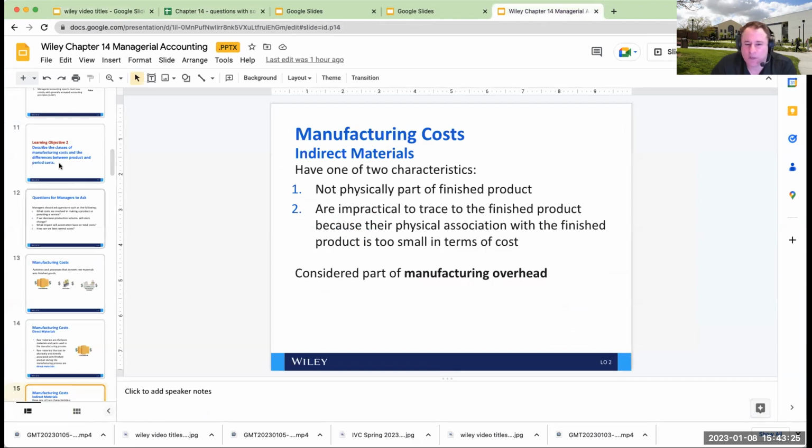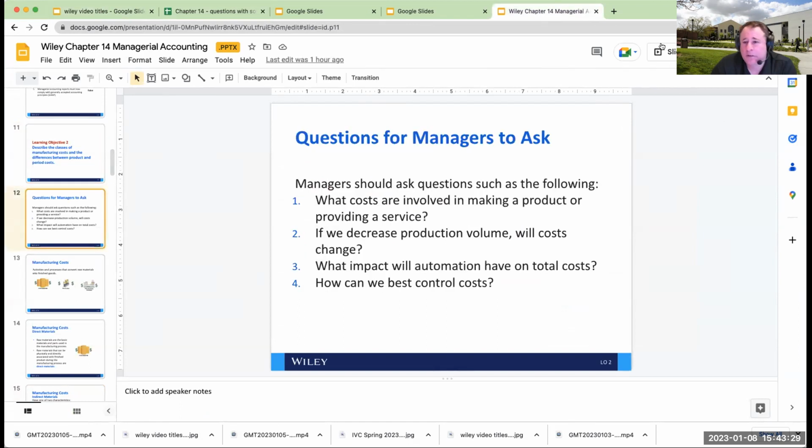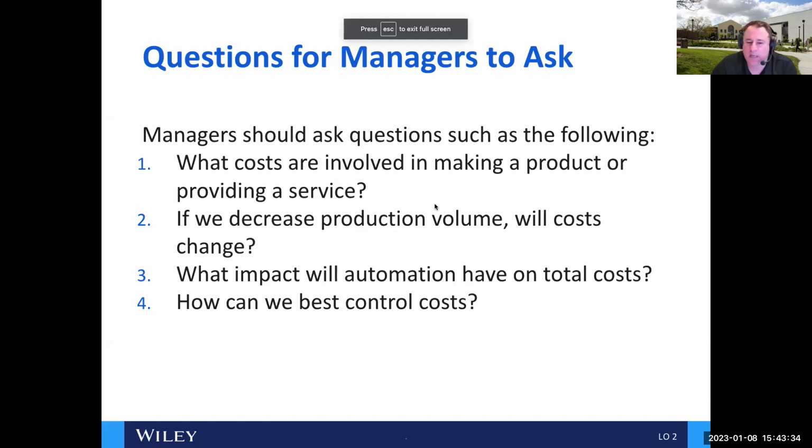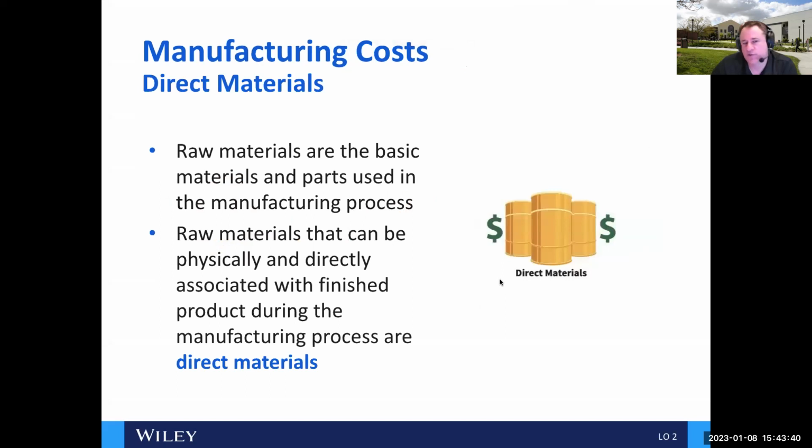This is really going back over here. What's a product and a period cost? The product cost is anything that is related to production, and it's going to fall into one of these three categories: the direct materials, they're raw, and then we put these into production.